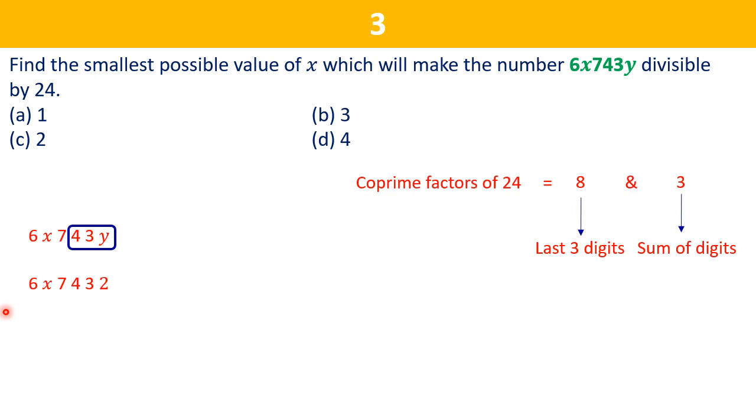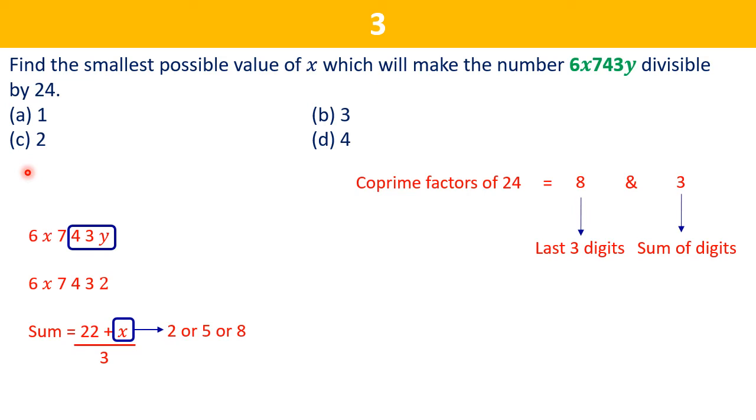For 3 we should take the sum of the digits. So if we add all the digits for checking the divisibility test of 3, it will come out to be 22 plus x: 6 plus 7 plus 4 plus 3 plus 2 plus x, that is 22 plus x. And this should be divisible by 3. For that, what can be the possible value of x? The only possible value of x will be either 2 or 5 or 8.